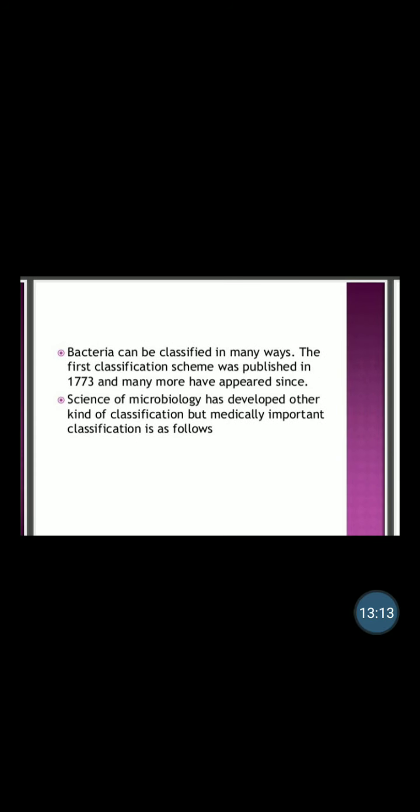Next, we will see the classification of bacteria. There are a number of ways we can classify the bacteria.